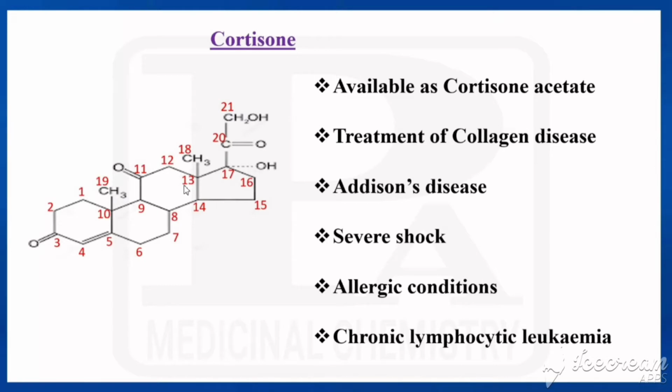What is cortisone? Basic nucleus of steroid with two angular methyl groups. 17th position it is having COCH2OH and also alpha OH, and a bond between 4 and 5, two ketones at 3rd and 11th. Totally it is having 3 ketones, one at 3rd, another at 11th, and the last at 20th. Two hydroxy groups, one at 21, another at 17. So that is the structure of cortisone. It is available as cortisone acetate. It is used in the treatment of collagen disease, Addison's disease, severe shock, allergic conditions, and chronic lymphocytic leukemia.